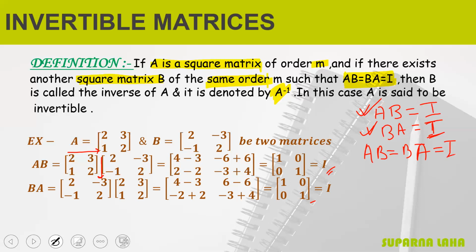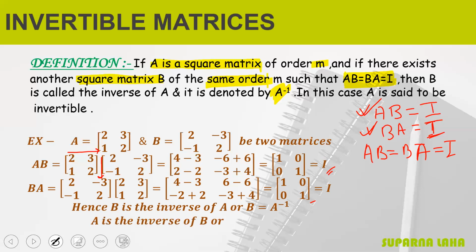Correct? So if it is identity, we can say that B is the inverse of A, represented by A inverse. In a similar manner, we can also say that A is the inverse of B, represented by B inverse. They are the inverse of each other. But look here, these two matrices are given. You just need to check. This is the condition for checking whether these two matrices are inverses of each other or not.